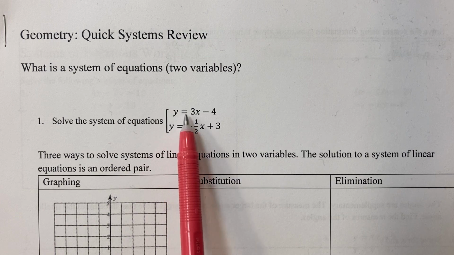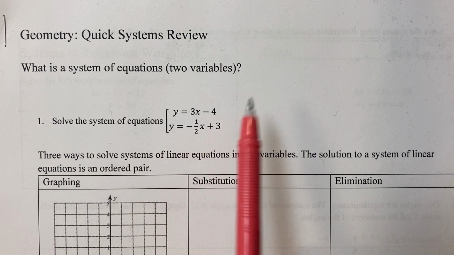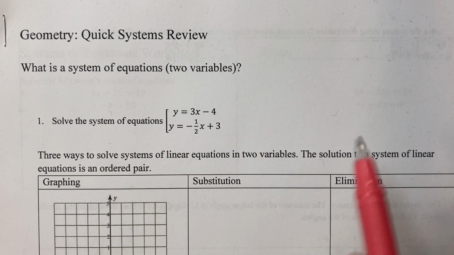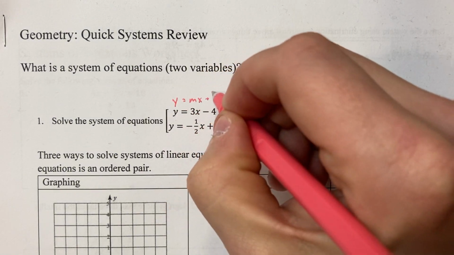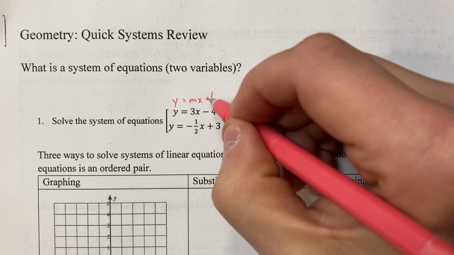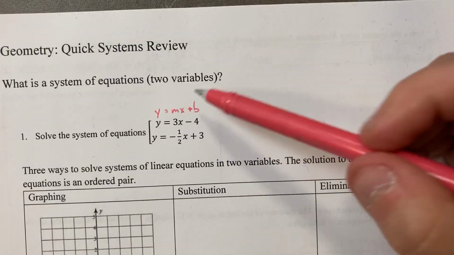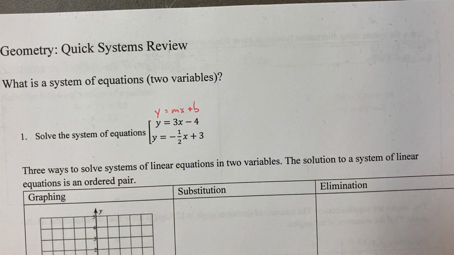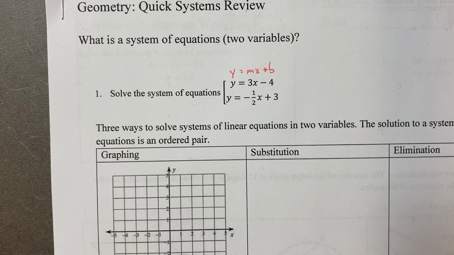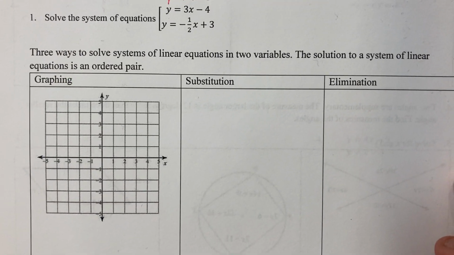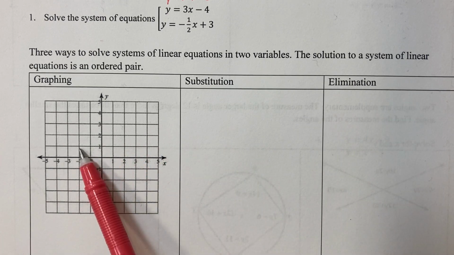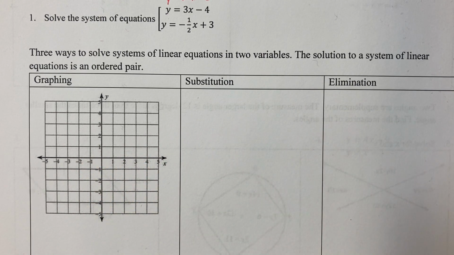Now these equations are written in slope-intercept form, aren't they? If you remember back to geometry or algebra, y equals mx plus b. You can see that this is our slope, this is our intercept. And so what does it mean to solve a system of equations? Well, there's three ways to solve a system of equations that we know about. We can graph, we can use substitution, we can use elimination. So let's start with graphing.